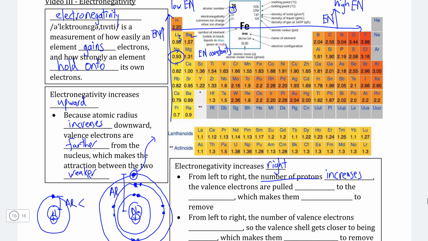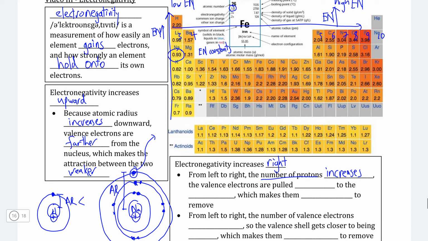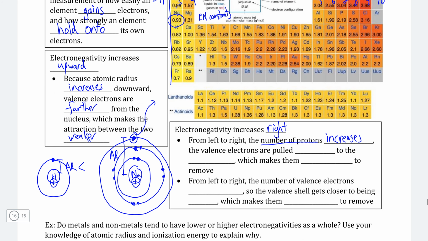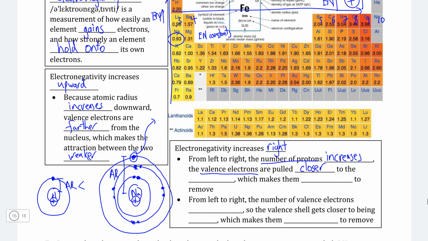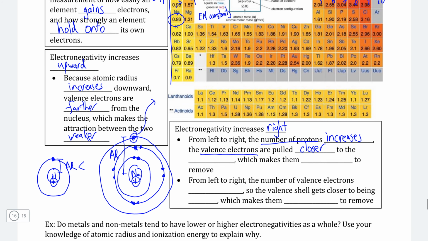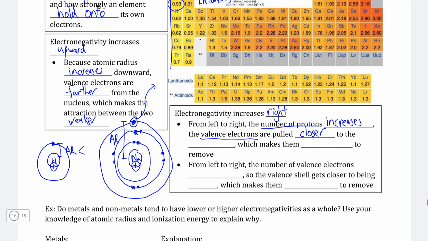Lithium has 3, beryllium has 4, boron 5, carbon 6, nitrogen 7, oxygen 8, fluorine 9, and neon 10 protons. So as the number of protons increases, the amount of positive charge increases. As the amount of positive charge increases, an element's valence electrons are going to be pulled closer to its nucleus, which is why sodium has the largest atomic radius in its entire period, because it has the fewest protons and therefore the least ability to pull its valence electrons closer to the nucleus.